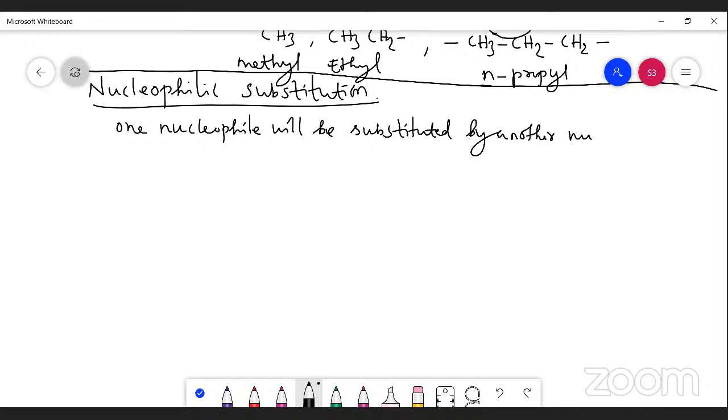So it is understood. I'm going to replace one nucleophile by another nucleophile. Then only can we call it nucleophilic substitution. Based upon the reactivity only we can replace. Now let us see the reactions one by one. So, first reaction.